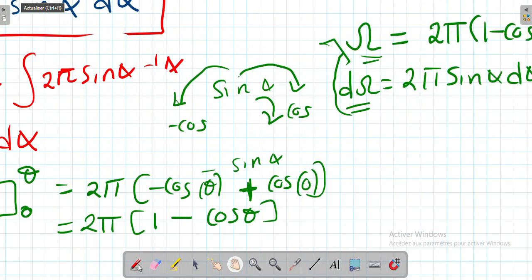So for this question, you just say theta is equal to pi over 2 for you to see half of your surface.